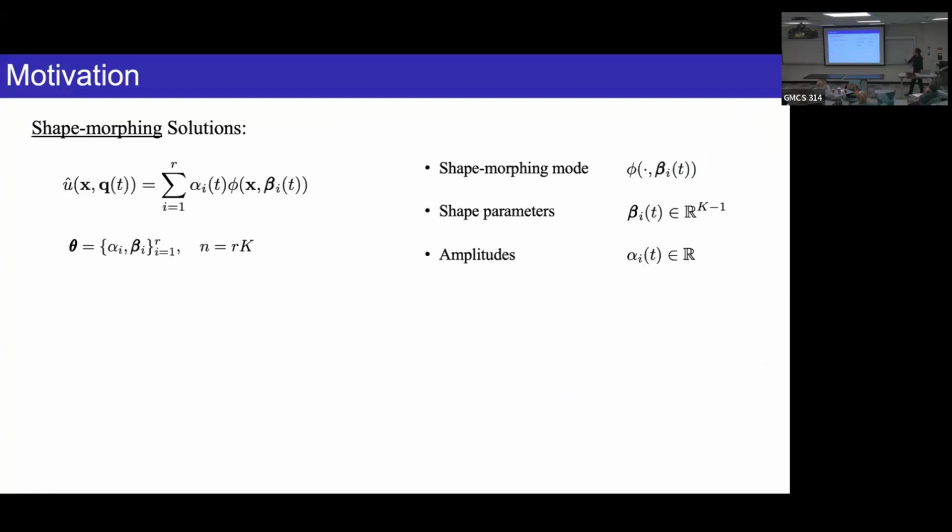All right, so shape-morphing solutions, as I said, have this general form: time-dependent amplitude, like Galerkin type solutions, but they also depend on these shape parameters, beta i, each of them. The phi, which is the basis function, I'm going to call the shape-morphing mode or shape-morphing basis.